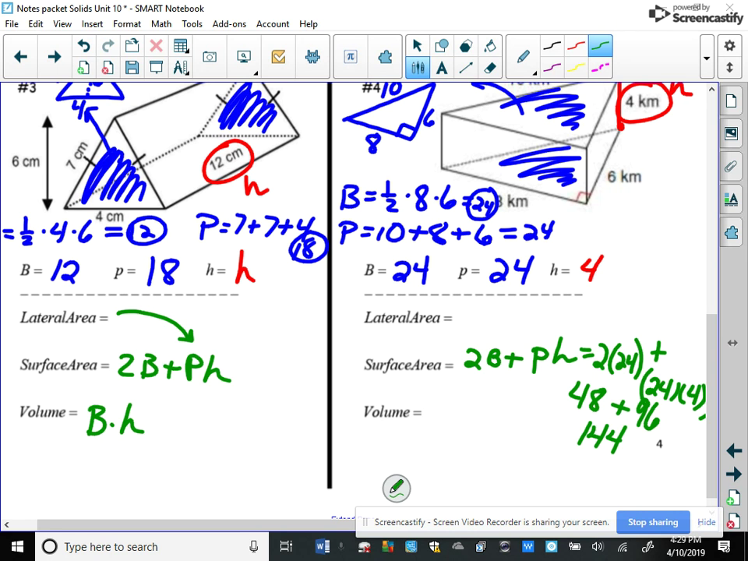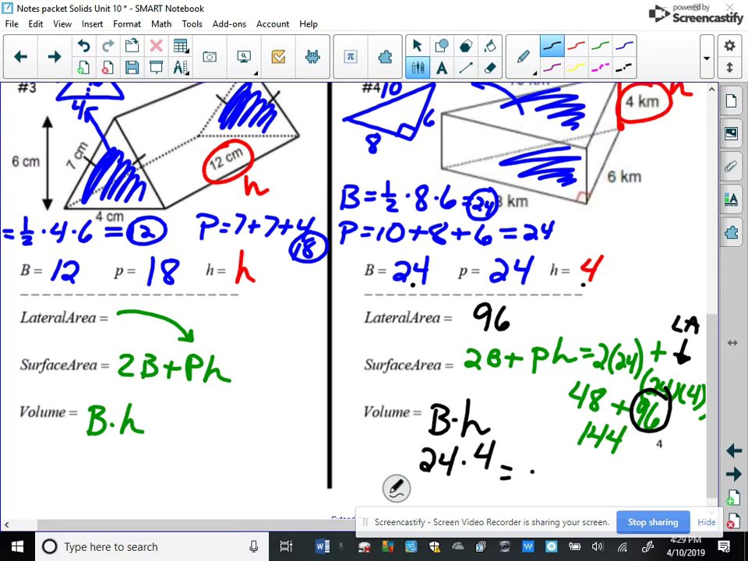The lateral area is just the second part, right? So this part right here is your lateral area. And we already know that number is 96, so I just fill in 96. And then the volume is B times H. So the B up top right here is 24. The H over here is 4. And 24 times 4 is 96. Sweet, okay. Weird that you have a lot of numbers that are the same, but that's okay.